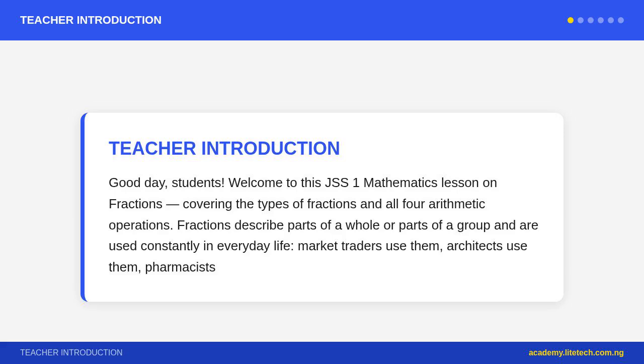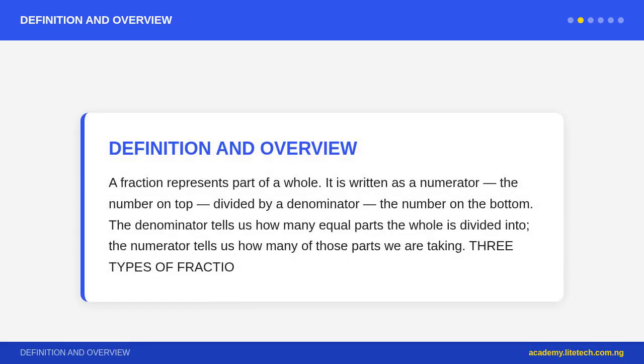There are 3 types of fractions. A proper fraction has a numerator smaller than its denominator. Its value is less than 1 whole. Examples: 3/4, 2/5, 7/9. A slice of pizza that is less than the full pizza. An improper fraction has a numerator equal to or larger than its denominator. Its value is 1 or more. Examples: 7/3, 9/4, 5/5. We can convert an improper fraction to a mixed number.